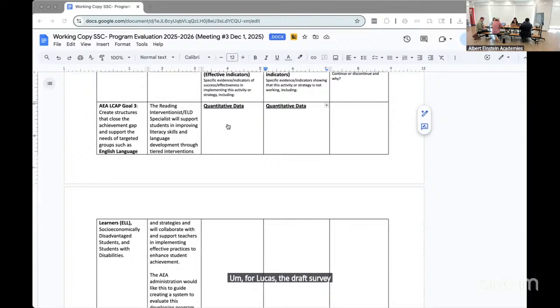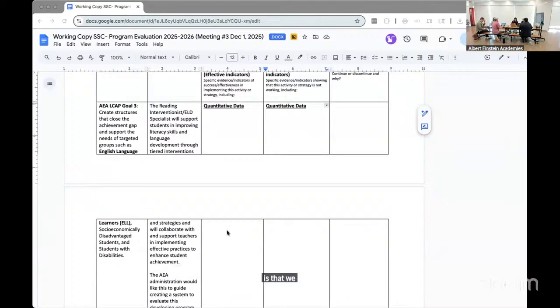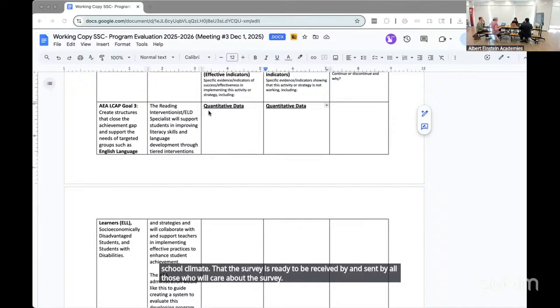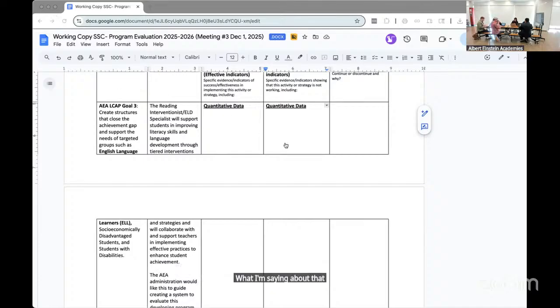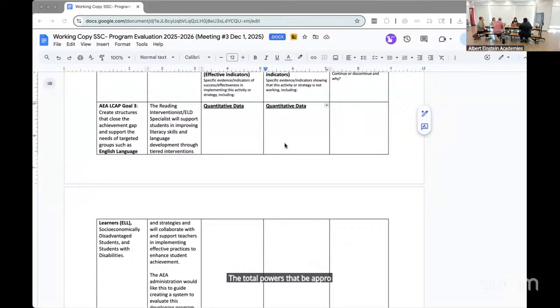Now then, before we get into the draft survey, the fun of the survey is that we must make sure that the survey, especially in the current school climate, is ready to be received by and sent by all those who will care about the survey. We are about to put out a survey into the world at a time at which there is sentiment in our school community about the school. And so, of course, we want to make sure that all powers that be approve of the survey before it goes out to families.